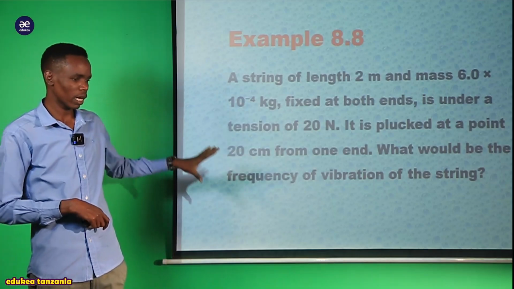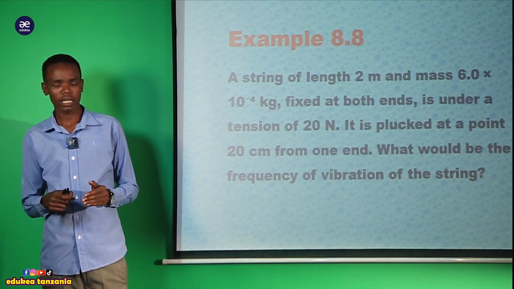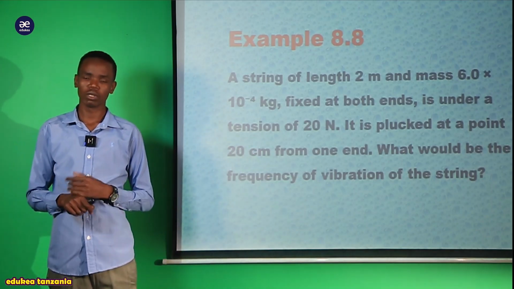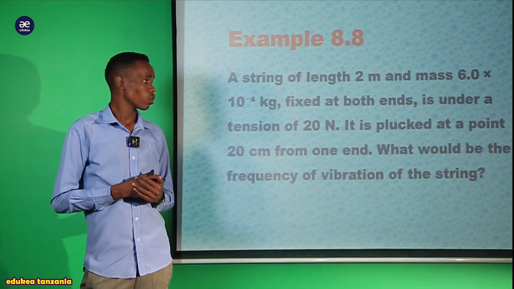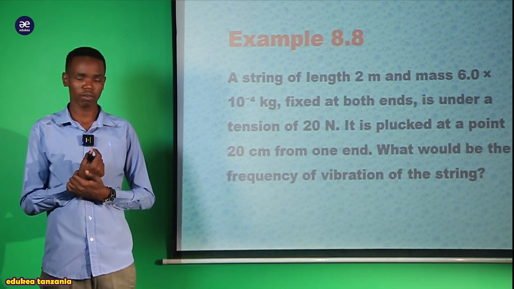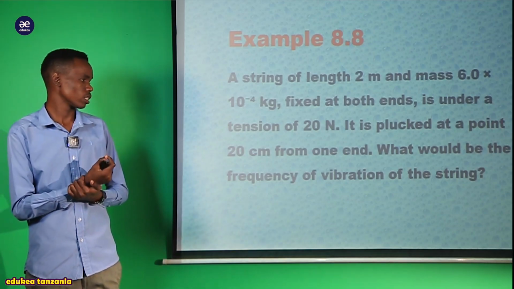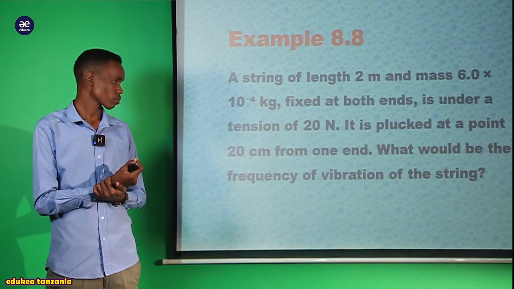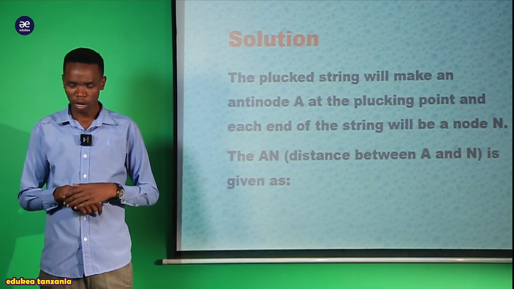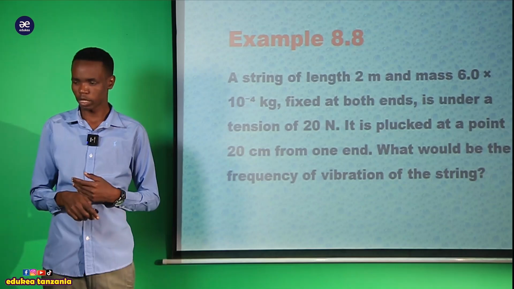Let us summarize our data as given in our question. The data that we have is the length of the string, which is equal to 2 meters. Also, we have the mass, which is equal to 6.0 × 10^-4 kilogram, and the tension, which is equal to 20 Newton. Also we have this value of 20 centimeter. Now, how can we get the frequency of vibration of the string, as we have been asked?